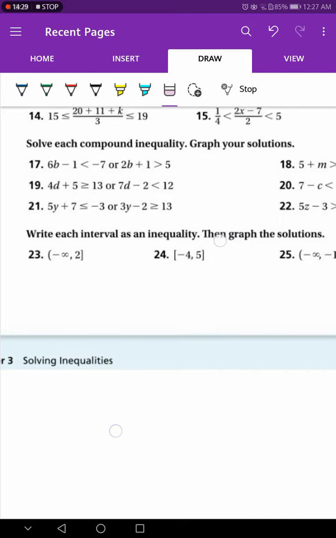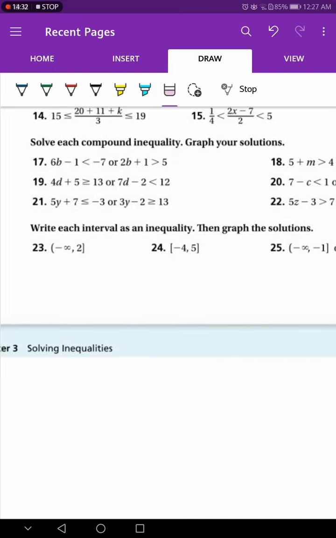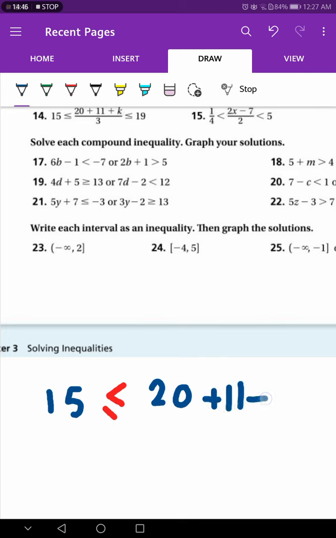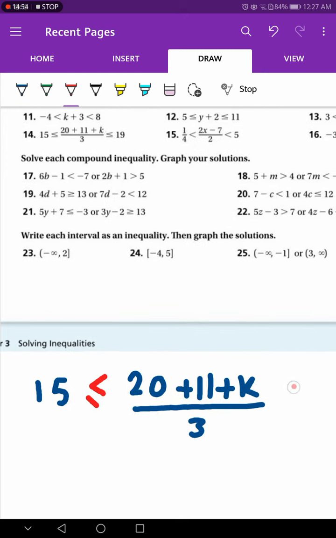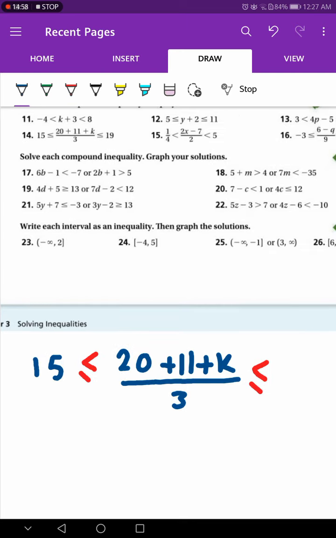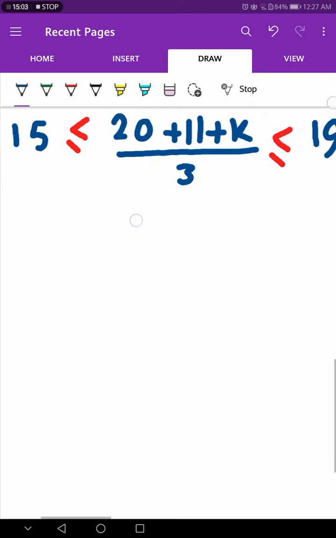Okay, let me write it. Actually, at the left I have 15, and at the middle it is 20 plus 11 plus k over 3, and at the right 19. It is new for you, my dear student, but you can learn it. It is easy, and you are smart. I know that. Let us start, my dear student.